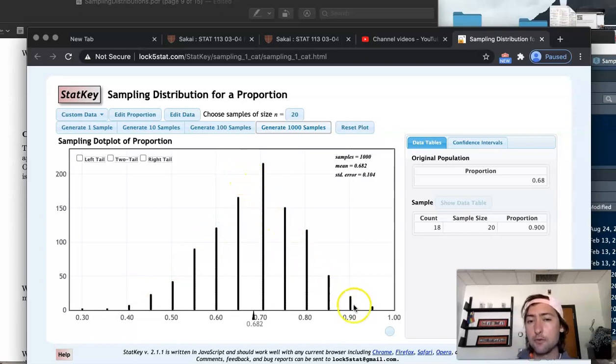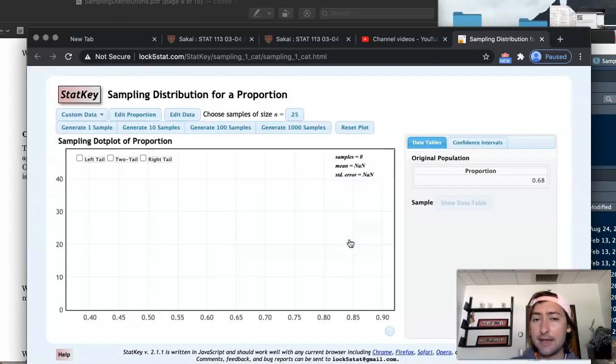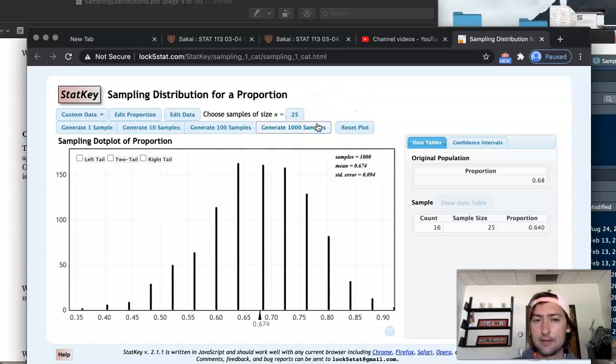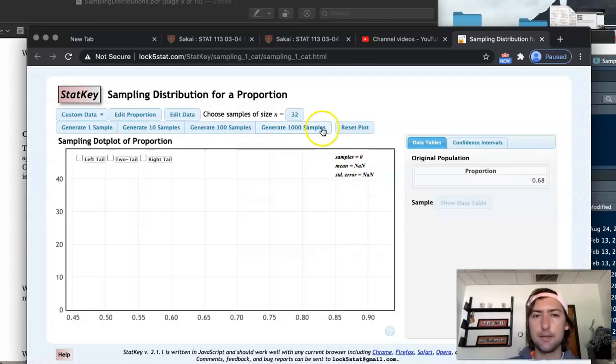That looks a lot more normally distributed. It's definitely a subjective judgment call at this point, but it does still have the slight left skew, so I'm going to up it a little bit more to 25. And 25 still to me has that slight left skew, so I'm going to up it one more time. I'm tired of upping it, so I'm going to go higher, up to 32.